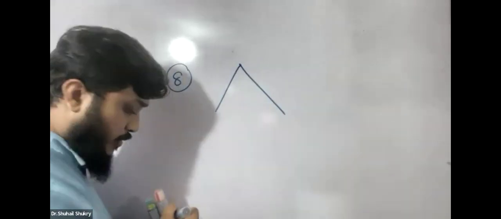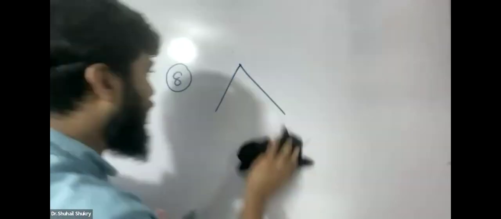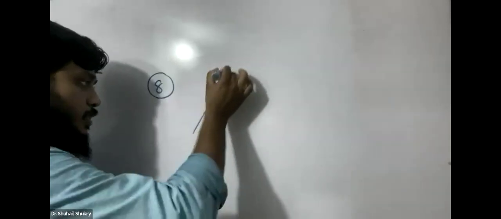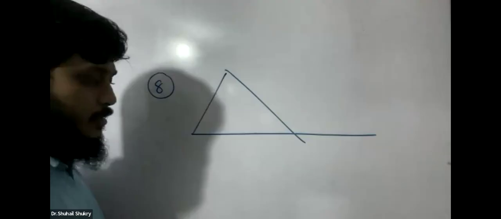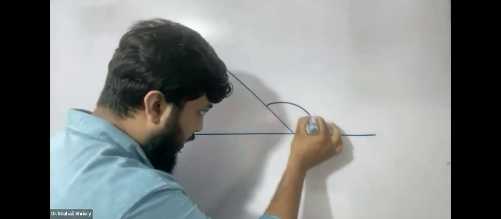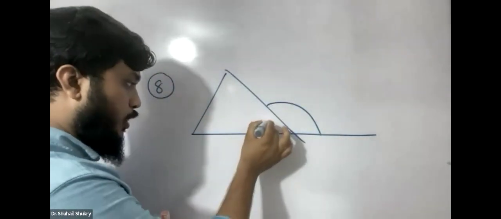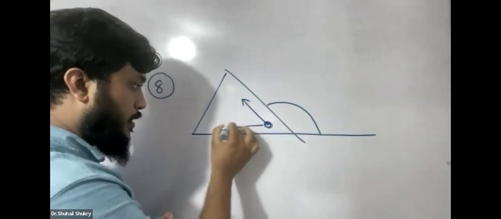Right. Then let's go to number 8. Number 8, the theorem number 8. When you take a triangle, it's a very important theorem. Most of the students don't use this theorem, but it is a more important theorem. So when you take a triangle like this, the rule is the exterior angle of a triangle is equal to its interior two opposite angles addition.